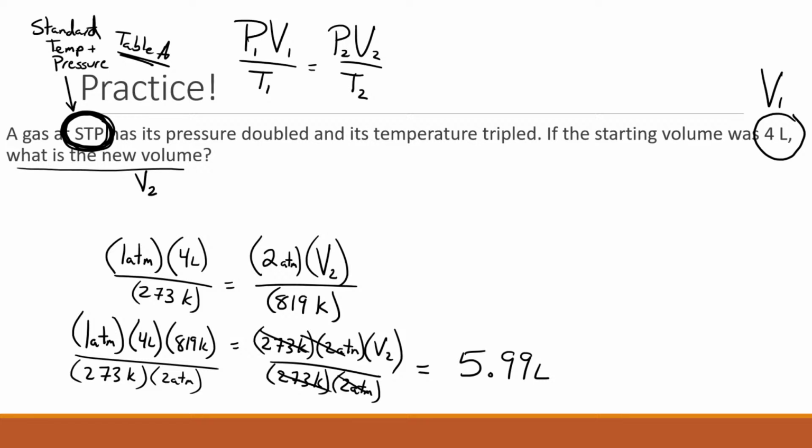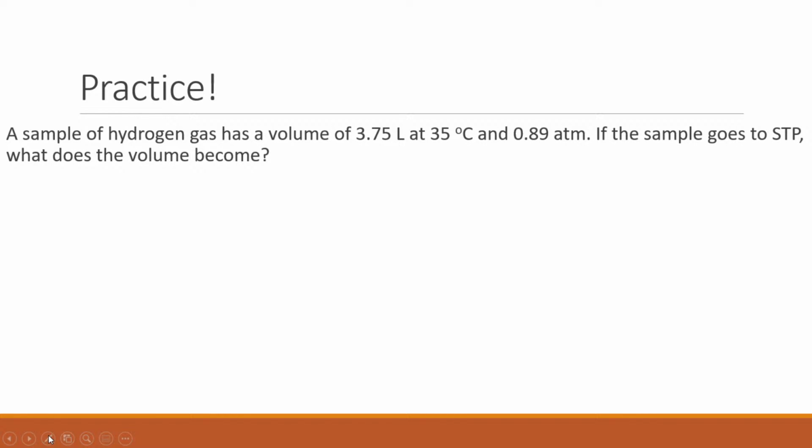Let's try one more. A sample of hydrogen gas has a volume of 3.75 liters at 35 degrees Celsius and 0.89 ATM. If the sample goes to STP, what does the volume become? So here again, they try to trick you. Right? STP is a set of values. We're going to use that for P2 and T2, right? Because it's our after. They gave us a volume, a temperature, and a pressure.